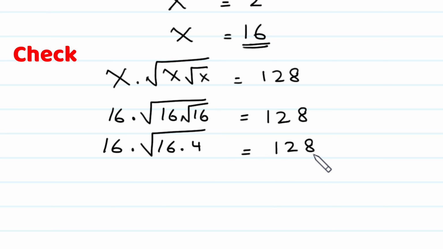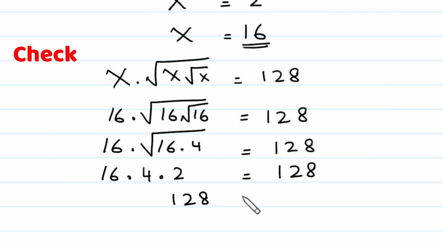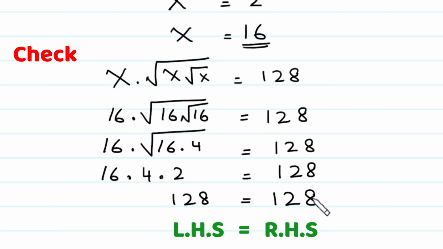Next, 16 times square root of 16 is 4 times square root of 4 is 2, is equal to 128. 16 times 4, 64, and 64 times 2, 128 is equal to 128. You can see that the left hand side is equal to the right hand side. So it is proved that the value of x is 16.